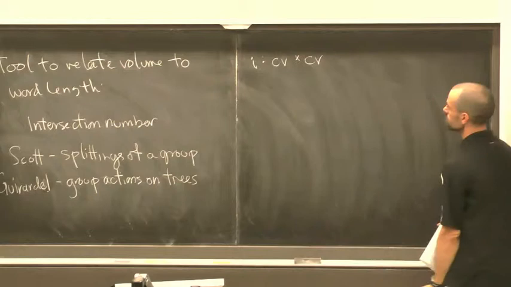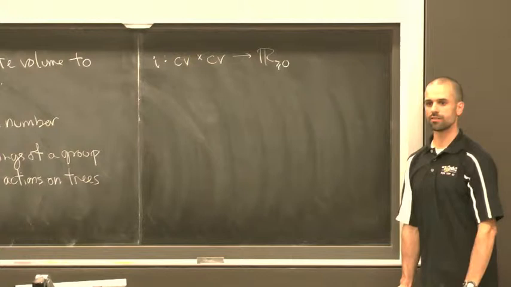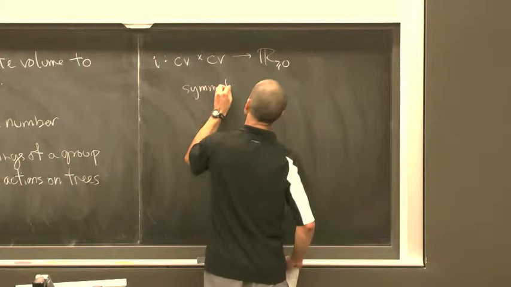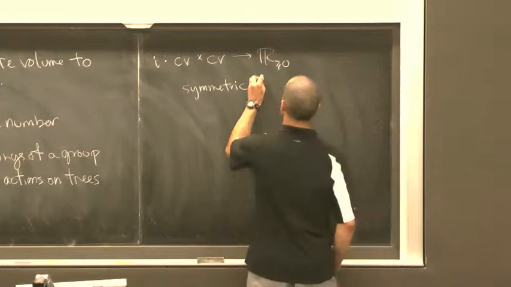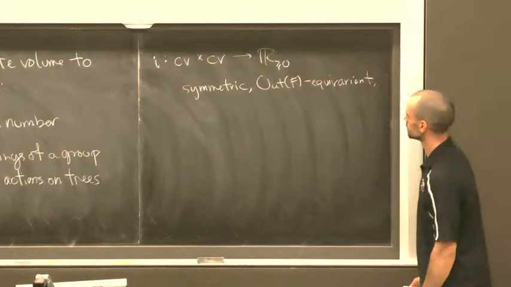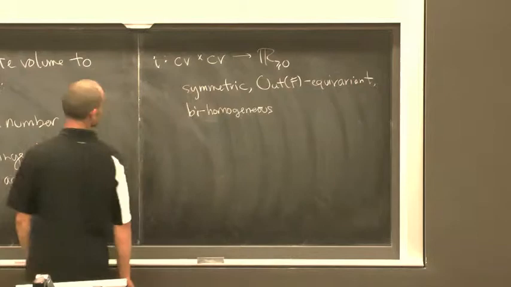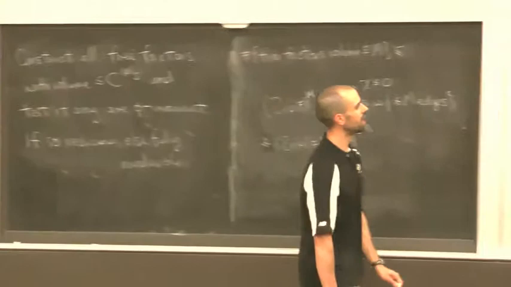So it's going to take one tree and another tree and give you a non-negative real number. And it has the nice properties that you think about an intersection number having. So it's symmetric. It's Out(F) equivariant. And it scales nicely with respect to the scaling on all of these things. So, bihomogeneous. It's really just generalizing the notion of the intersection number between curves on a surface. So let me tell you what CV is, and then I'll say briefly more about the intersection number.